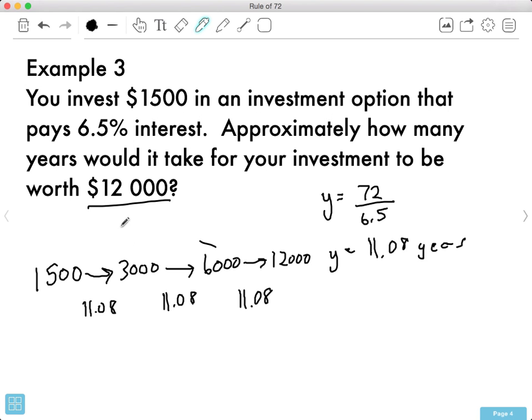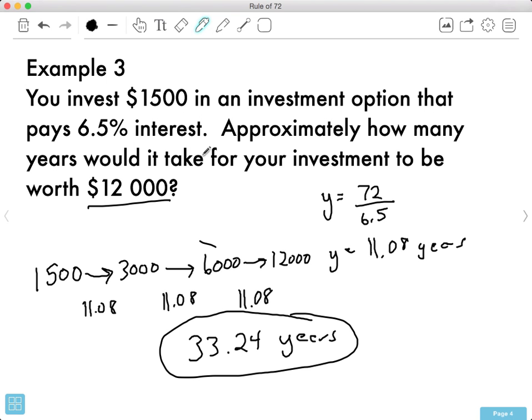So you just do 11.08 times 3, and it will take approximately 33.24 years to grow from $1,500 to $12,000. Note that only worked because when we start doubling this, we end up at our final amount. If they said something here like $13,000, you could really estimate, or you could go to your TVM solver. I hope that helps with a weird little topic, and thanks for watching the video.